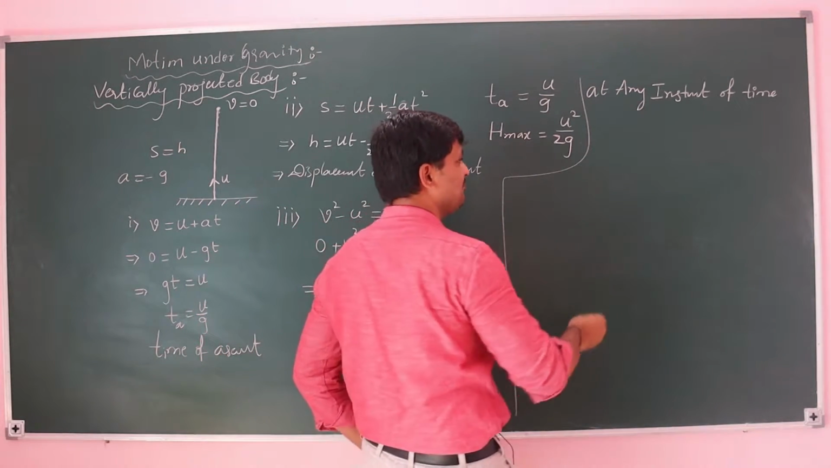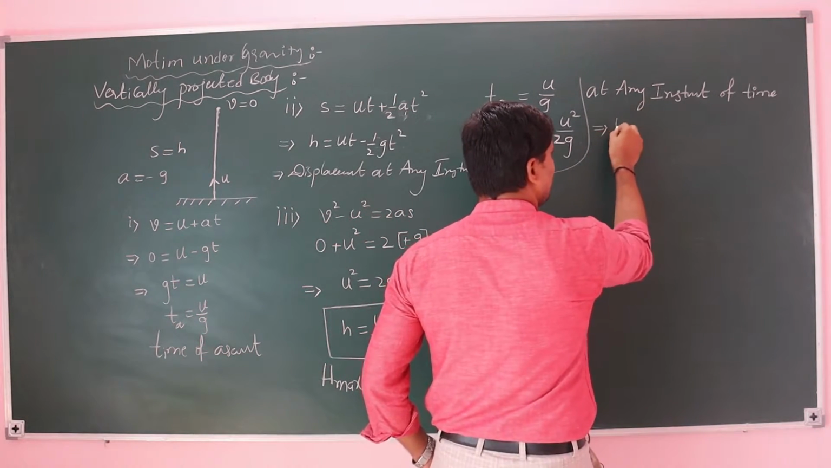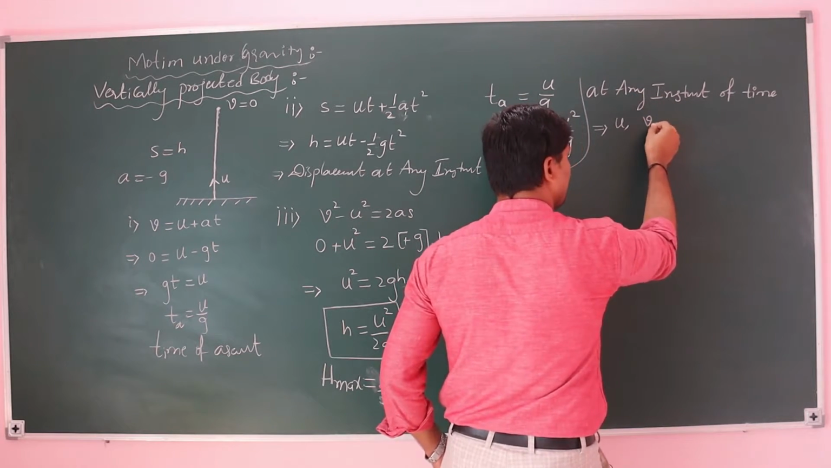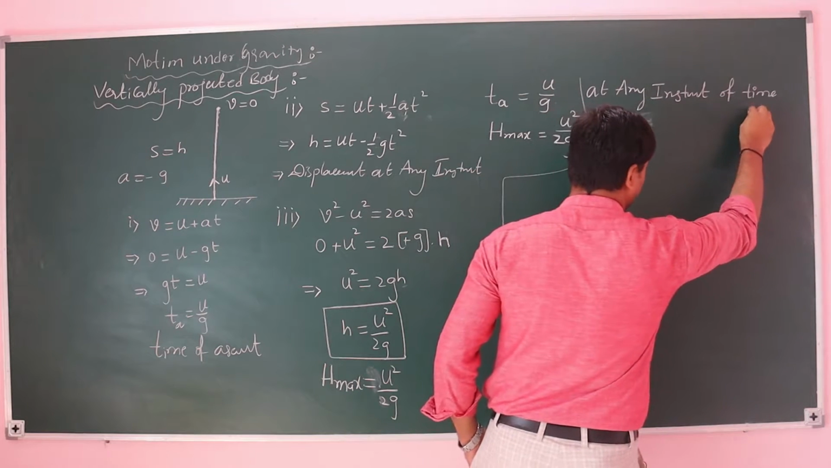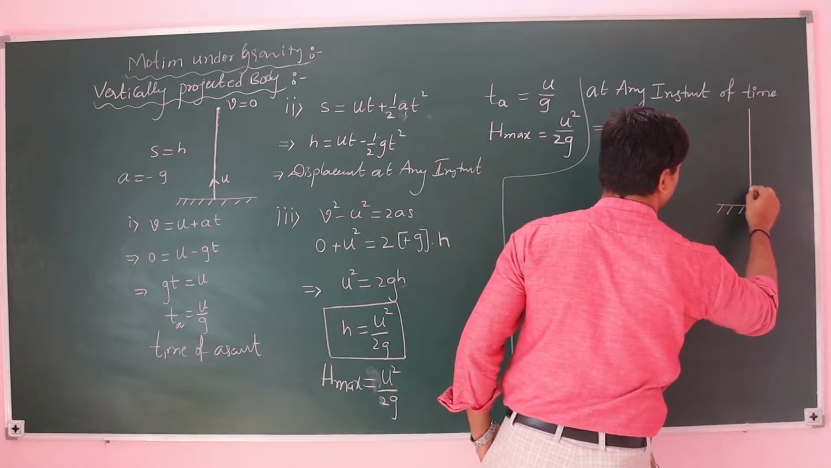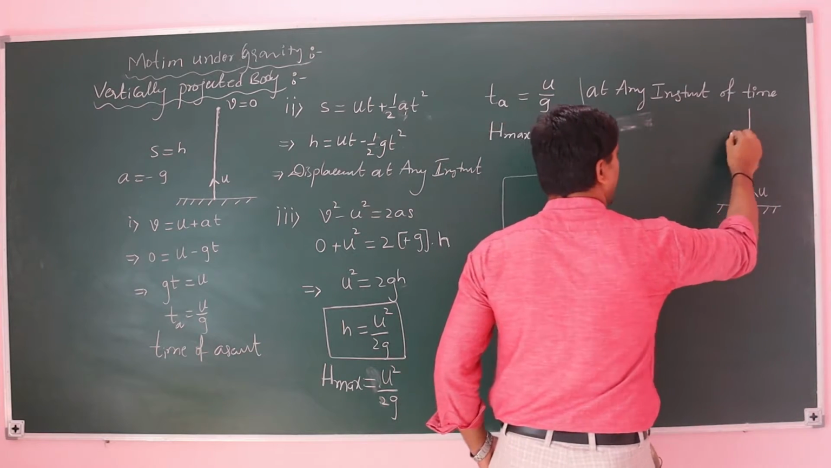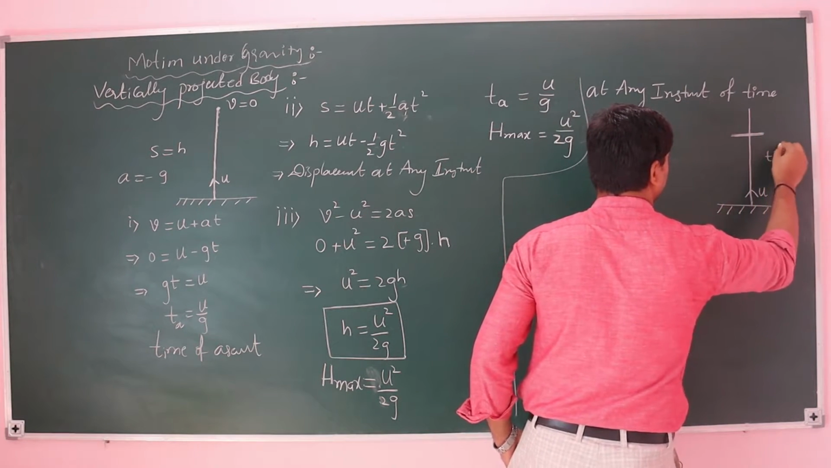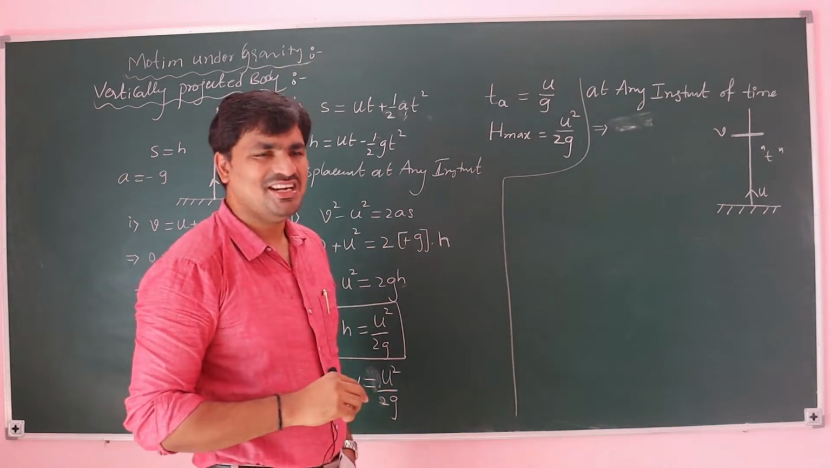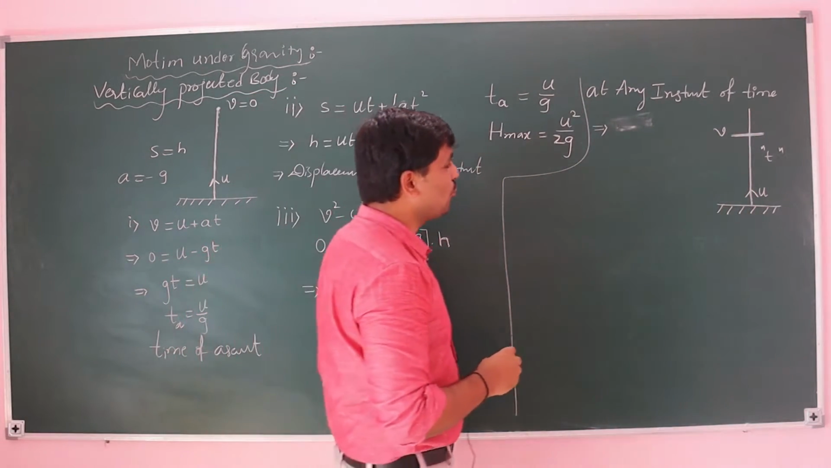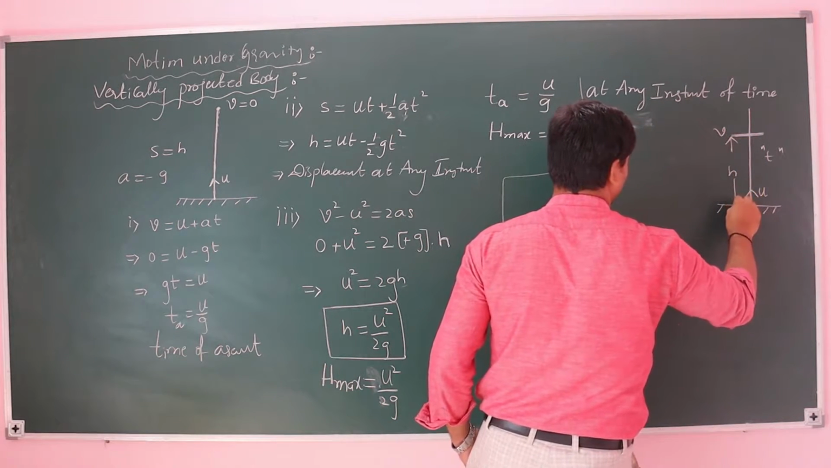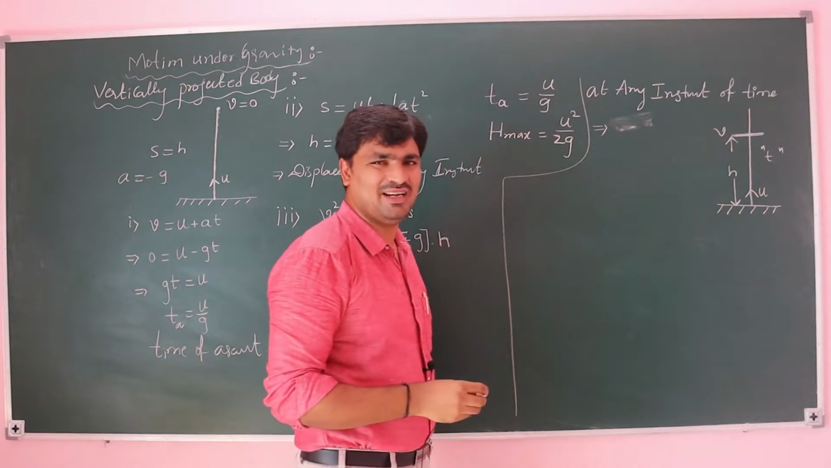So let's see here. I am considering initial velocity u and final velocity not 0, because at any instant of time means we are projecting the body from the ground with initial velocity u. After t time, its velocity is v, and by that time it may cover a displacement h.